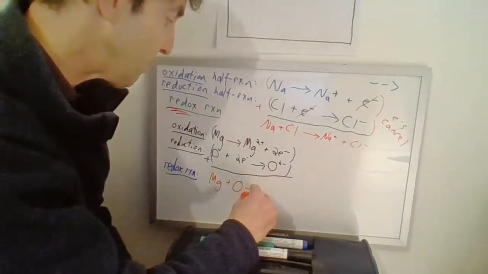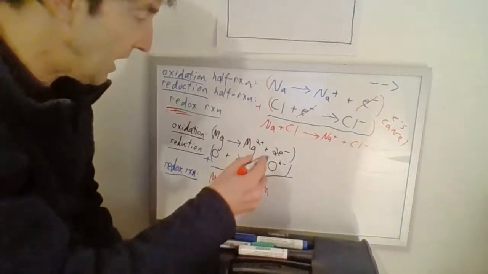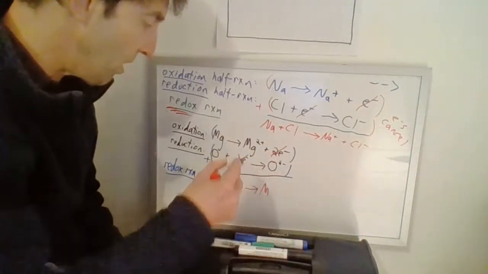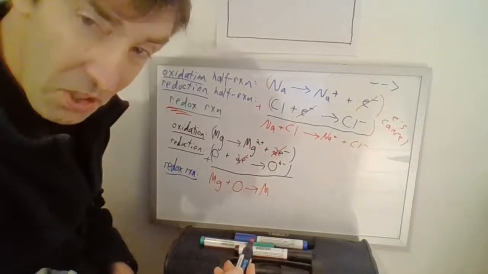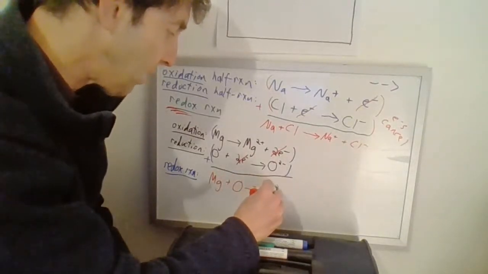So we got Mg. Well, first off, I think a lot of you figured out that the electrons cancel. So bump, bump, right? Because they're on opposite sides, so they cancel. Okay, so I got Mg2 plus.